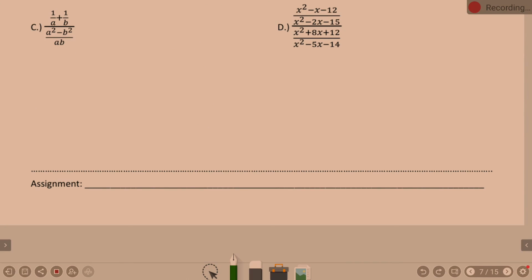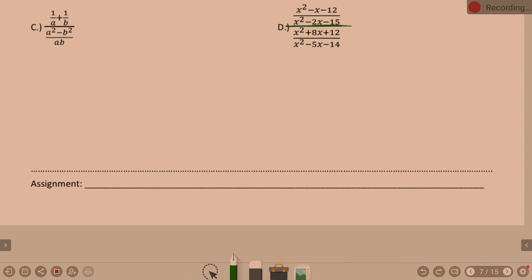Now, D, I'm going to teach a little bit differently. Because first of all, I don't want to look at my denominators and make a common denominator out of that stuff. Because I'm going to want a factored form. But also, my recommendation, I want you to see this as one big fraction divided by one big other fraction.